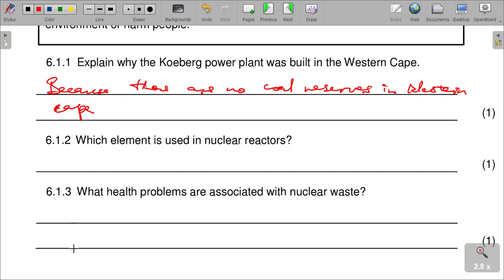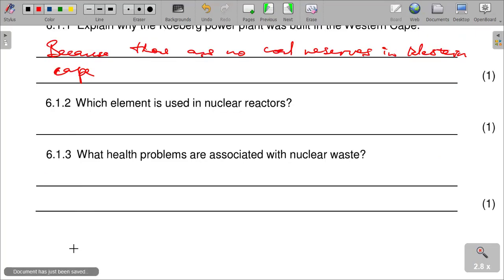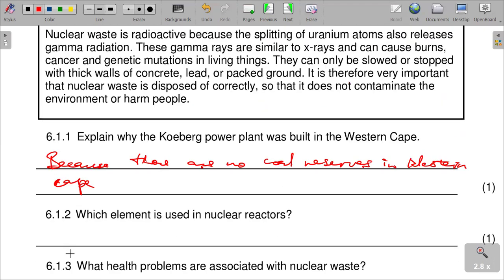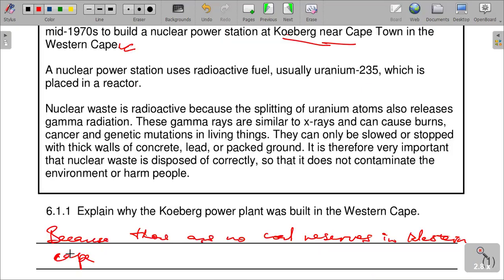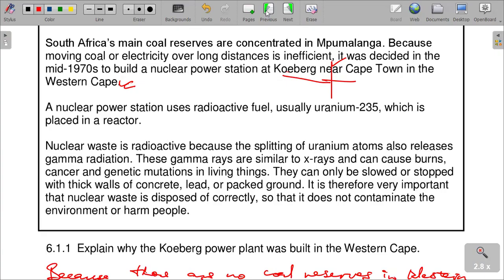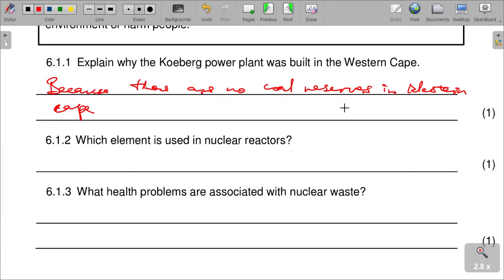And then the next question is saying, which element is used in nuclear reactors? I'm quite sure that we have read of uranium all over the statement there. We are saying nuclear power station uses radioactive fuel and also uranium is used. Which element is used? It is uranium, which is used in nuclear reactors.